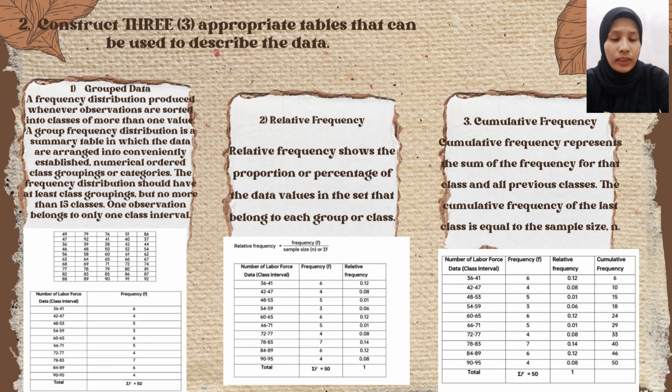Secondly, relative frequency. Relative frequency shows the proportion or percentage of the data values in the set that belong to each group or class. Cumulative frequency represents the sum of the frequency for that class and all previous classes. The cumulative frequency of the last class is equal to the sample size, or n.